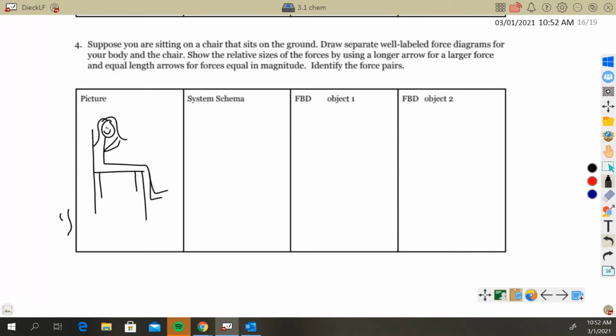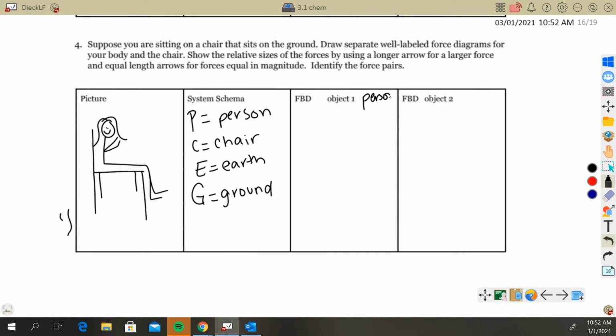Our system schema would be the person, the chair. What else? Earth. What else? What's the chair sitting on? The ground or floor. Okay, so that's our system schema: me, chair, earth, ground. I want you guys to try to draw a free body diagram for the person to start, and then we'll do the chair next. So draw your force diagram for the person.